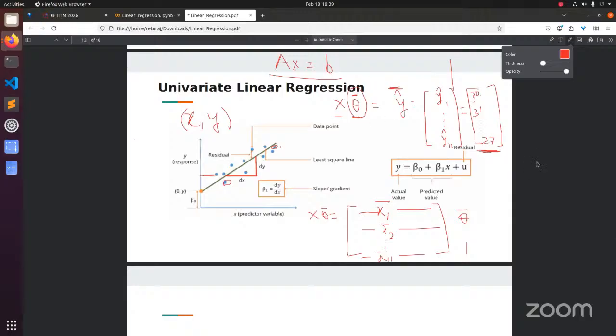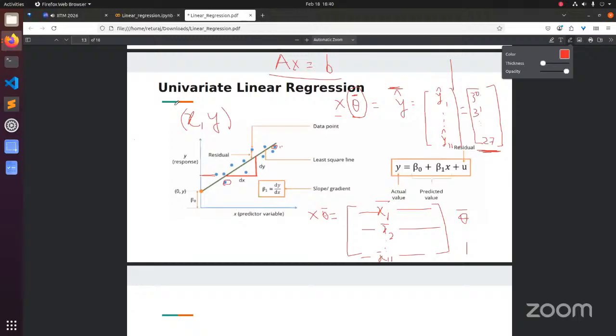Everyone is okay with this? If you're not able to follow, please ask me again. I will repeat again though. If this is okay, then we will be able to move on. So everyone is okay with this part? Anything that you want me to repeat?